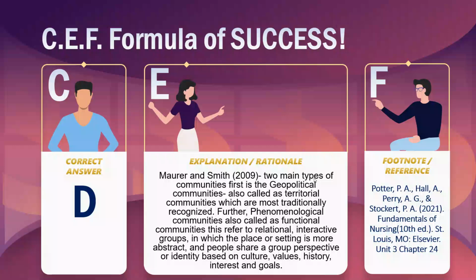So according to definition, there are two types of communities, which is first the geopolitical communities, also known as the territorial communities, which are most traditionally recognized.